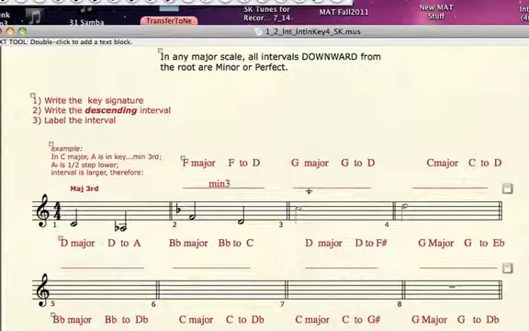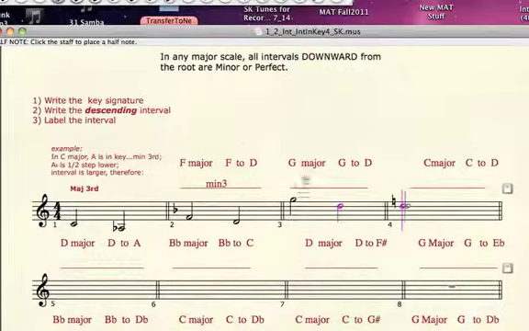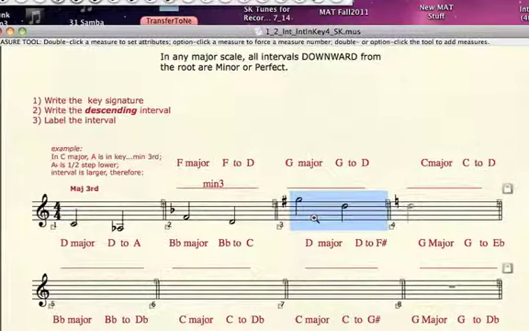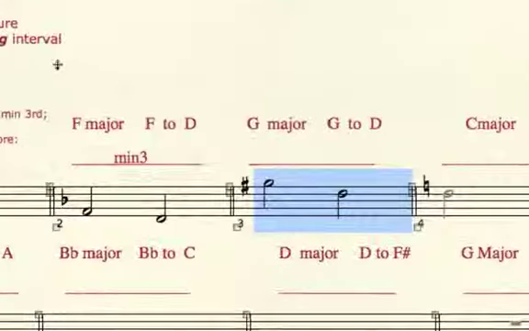Let's do another. Remember, all intervals downward from the root in a major key are minor or perfect. So here we are in G major. We need to put in our key signature, and there it is. There are our two notes. We've got a G down to D. And all intervals downward from the root are minor or perfect.